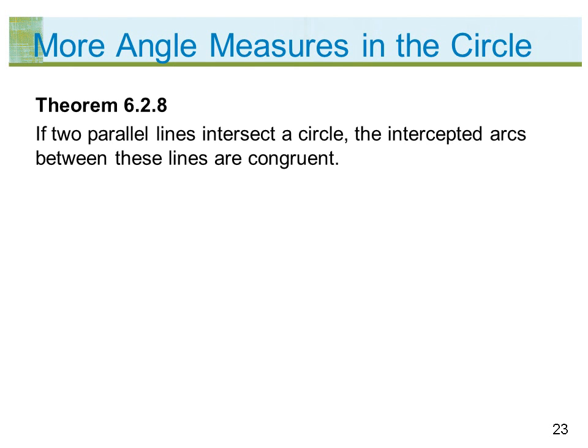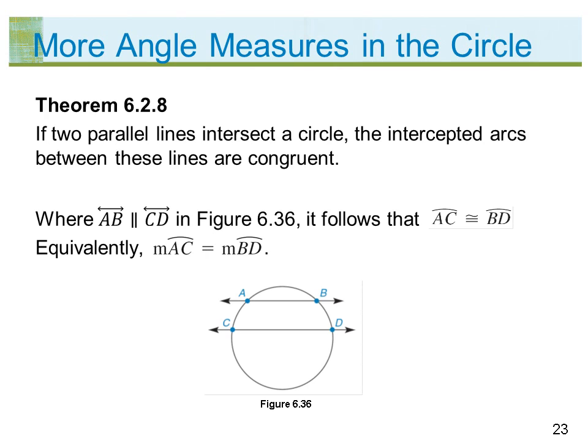Theorem 6.2.8. If two parallel lines intersect a circle, the intercepted arcs between these lines are congruent. Where line AB is parallel to line CD in Figure 6.36, it follows that arc AC is congruent to arc BD. Equivalently, the measure of arc AC equals the measure of arc BD.